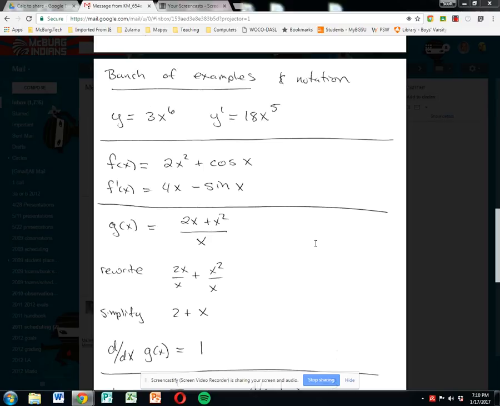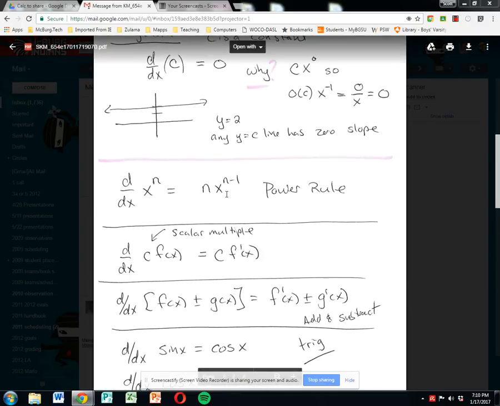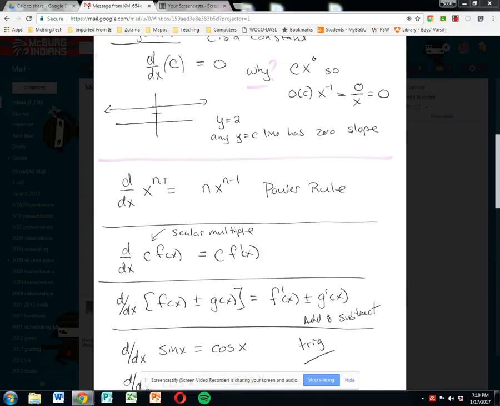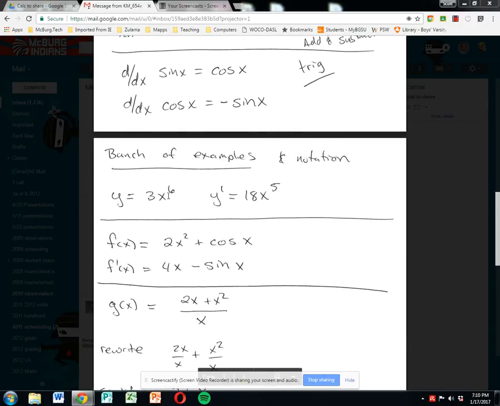All right, a bunch of examples and notations for the power rule, section 2.2. Let's just zip through them for a moment here. We learned before the basic power rule: I take n, multiply it by the coefficient, and then drop the power by 1. Looking at that real quick, for 3x squared the derivative can also be noted. If y equals 3x to the 6th, then y prime is 18x to the 5th.